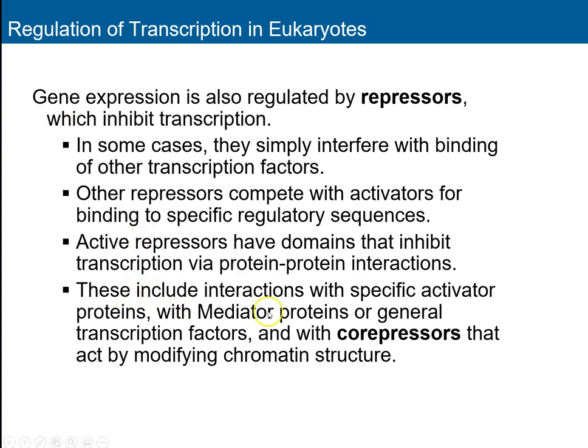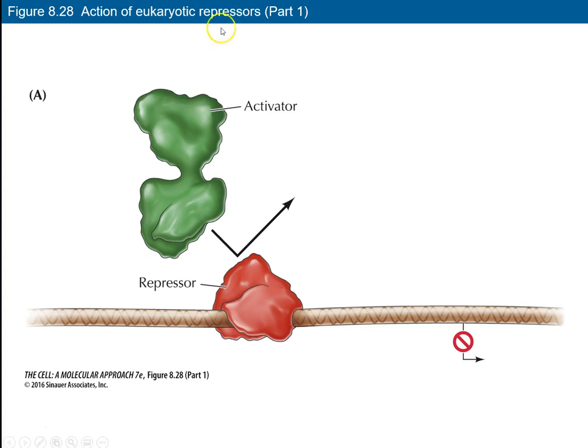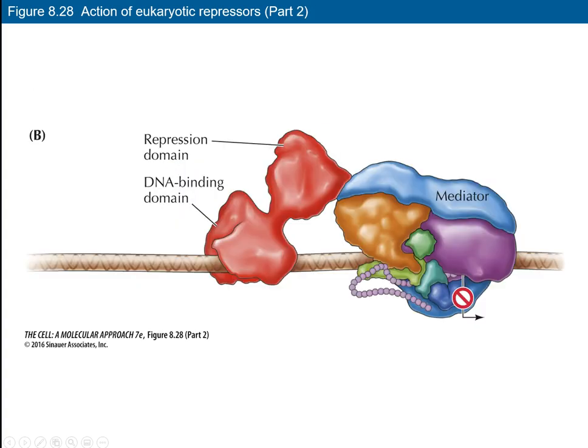Again, this includes interactions with mediator proteins, general transcription factors, or other specific activator proteins. They can interact with anything, but the bottom line is that a repressor is going to turn down or inhibit transcription. Here, this is some activator, some transcription factor that would normally activate transcription, except now there's a repressor bound, and therefore it can't bind. Therefore, transcription will not be initiated.